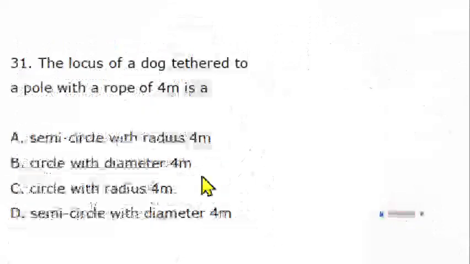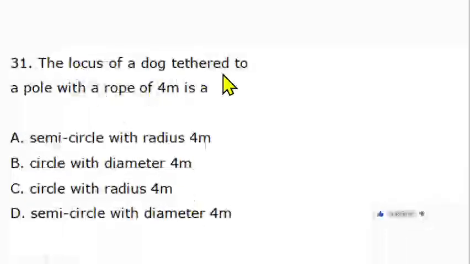Question number 31. The locus of a dog tied to a pole with a rope of 4 meters is a dash. The locus of a dog tied to a pole with a rope is dash. So if I have a dog tied to a rope and the radius of the rope is 4 meters, that means the dog can use it to make a circle. So that means it is a circle with the radius of 4 meters.